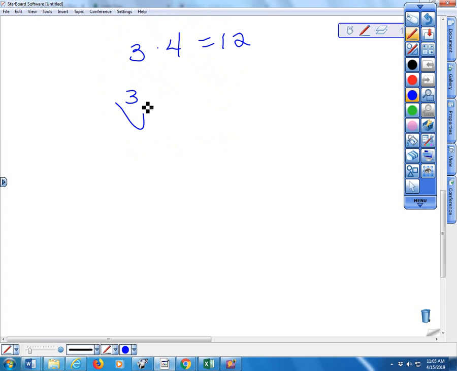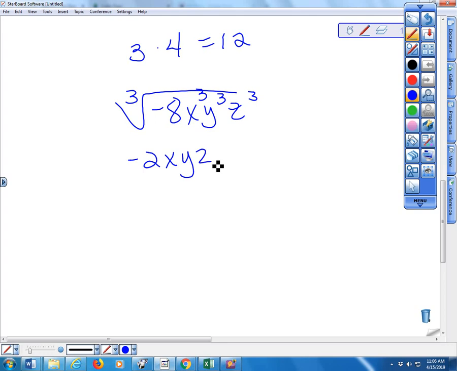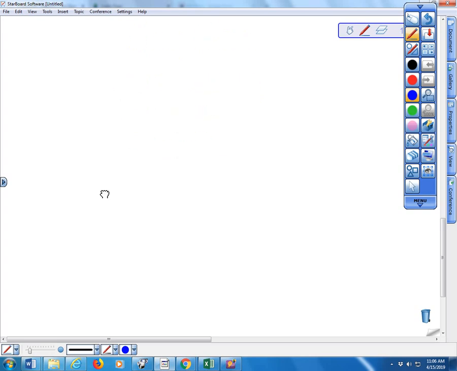Cube root of negative 8 x cubed, y cubed, z cubed. Just take it in parts. Cube root of negative 8 is negative 2. Cube root of x cubed is x, y, z, and I'm done. Okay. All right, next one.